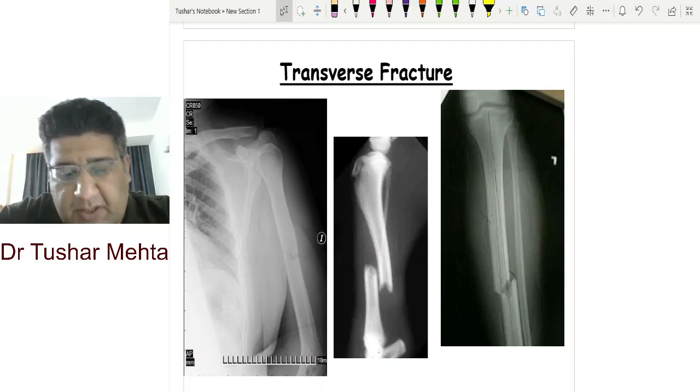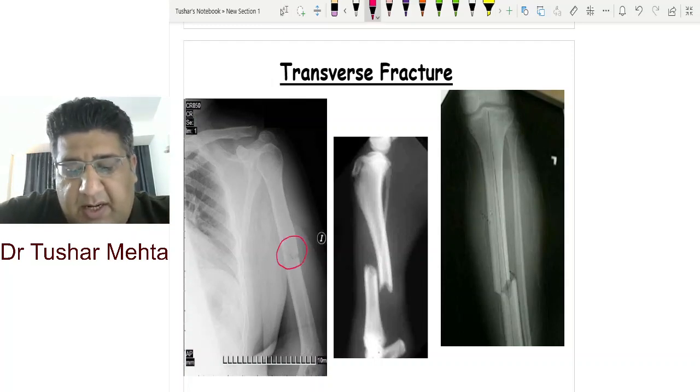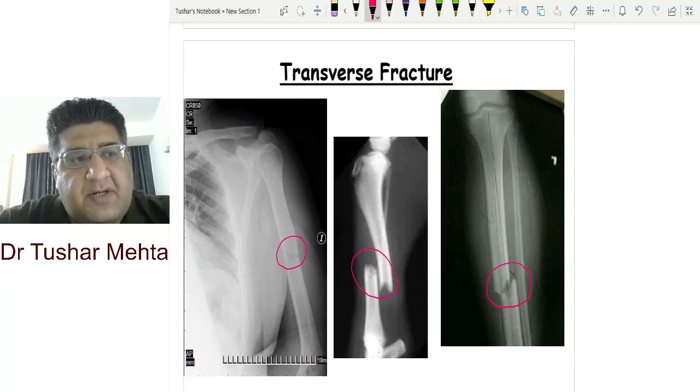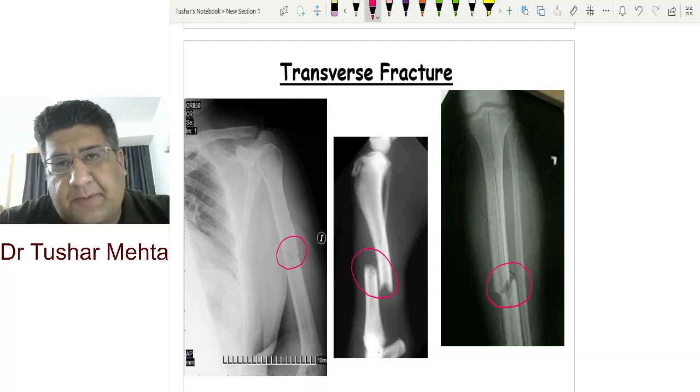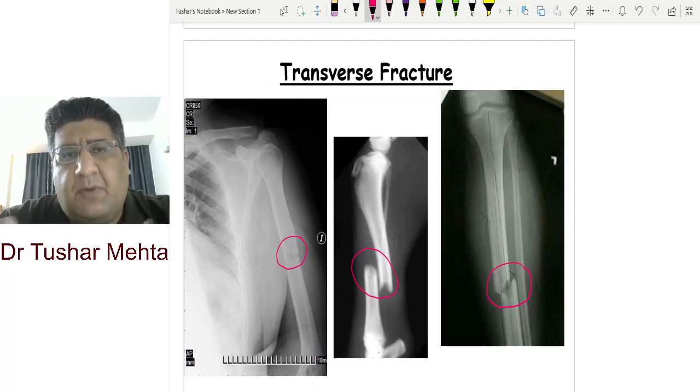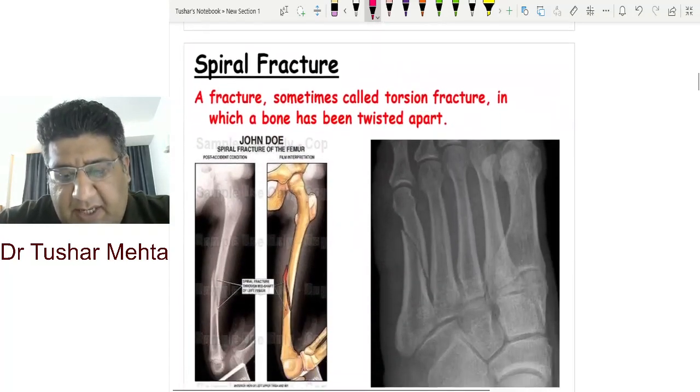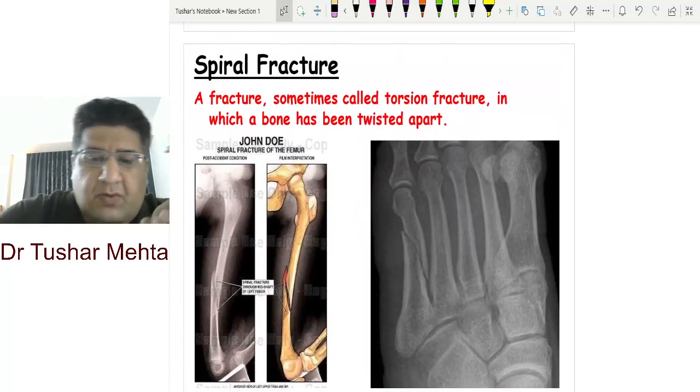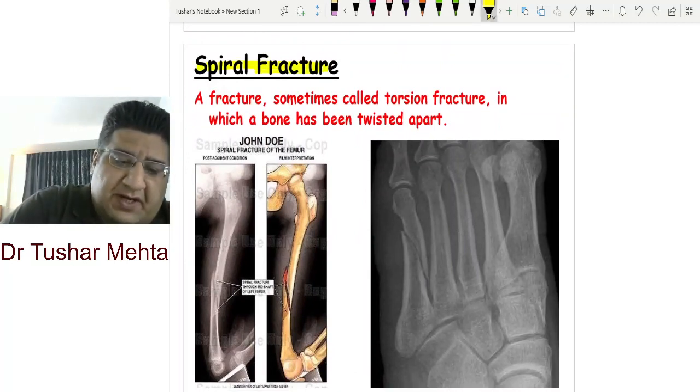Transverse fracture. Do you look at the anatomy of the fracture line? All these fracture lines are clear-cut transverse here. So these are the transverse fracture lines that you are able to appreciate, usually sustained whenever there is a direct blow. After the transverse fracture line, the next one that we have here is what is called a spiral fracture.